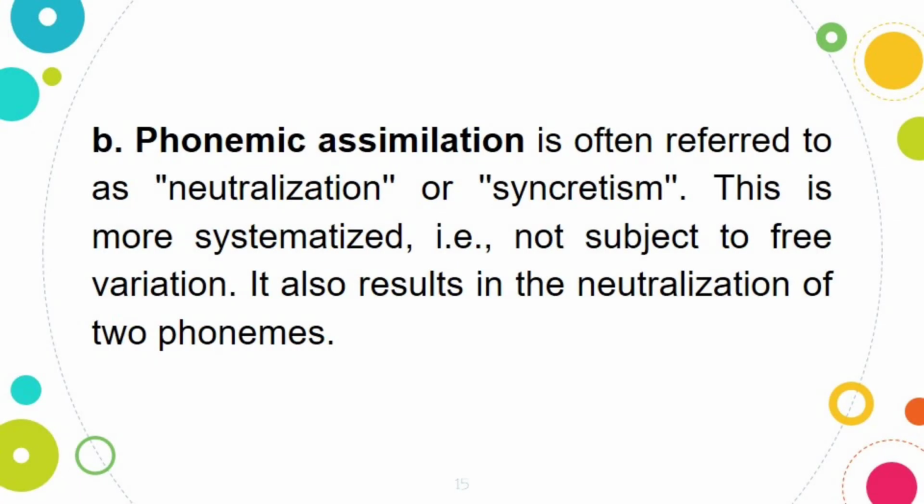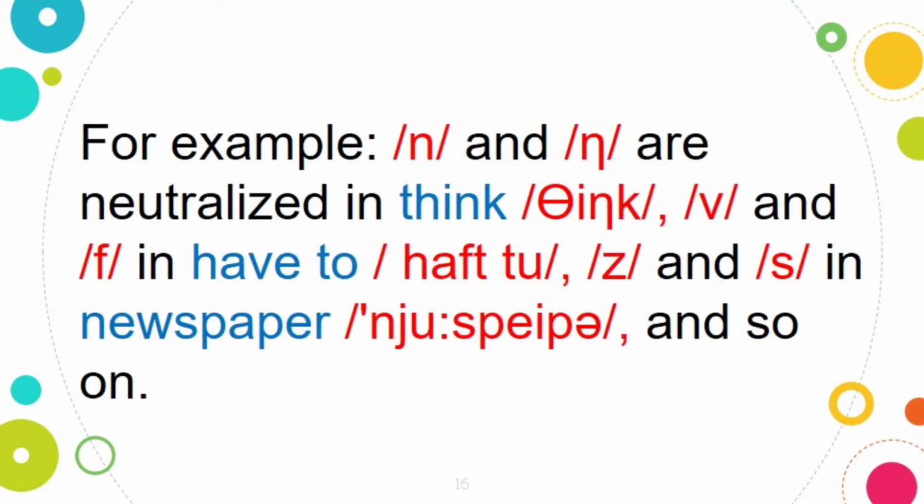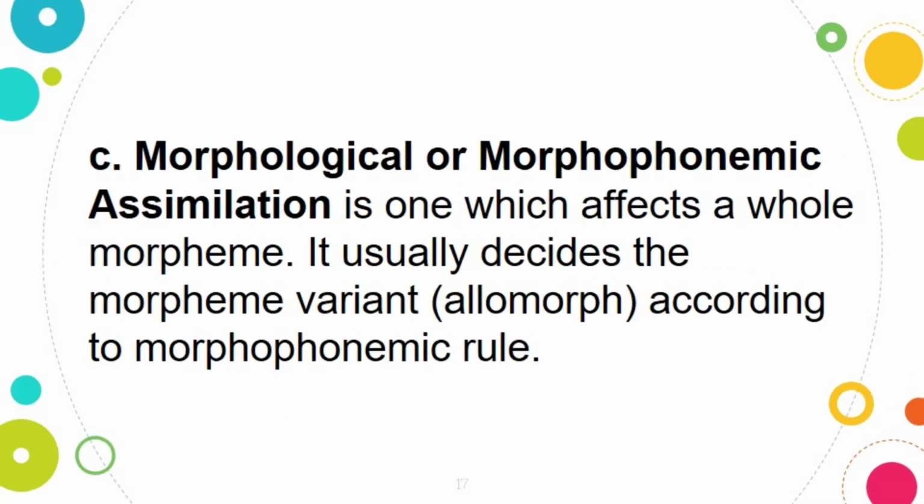Phonemic assimilation is often referred to as neutralization or syncretism. This is more systematized, not subject to free variation. It also results in the neutralization of two phonemes. For example, n and ng are neutralized in think, and f and v in have to, and z and s in newspaper.